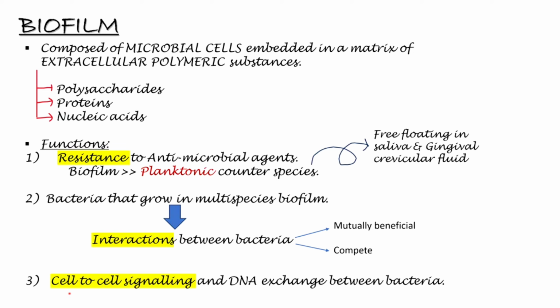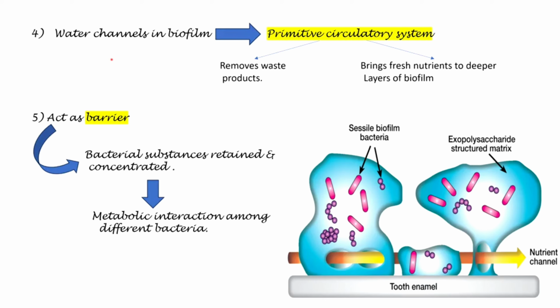The biofilm mode of growth facilitates cell-to-cell signaling and DNA exchange between bacteria. Biofilms frequently contain microcolonies of bacterial cells, and these can form a primitive circulatory system. This primitive circulatory system removes waste products and brings fresh nutrients to deeper layers of the biofilm. The biofilm matrix also functions as a barrier. Substances produced by bacteria within the biofilm are retained and concentrated, which fosters metabolic interactions among different bacteria.